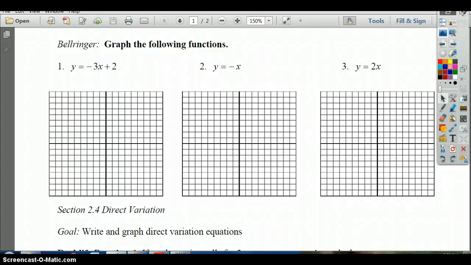Morning, ladies and gentlemen. If you survived math to this point, you're up to your last chapter test, which is good. Before we jump into chapter 9, let's go back to chapter 2.4 with direct variation.